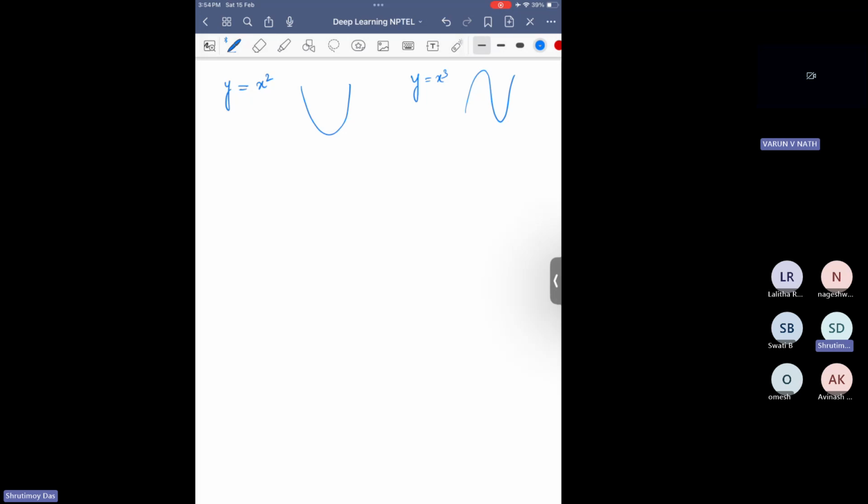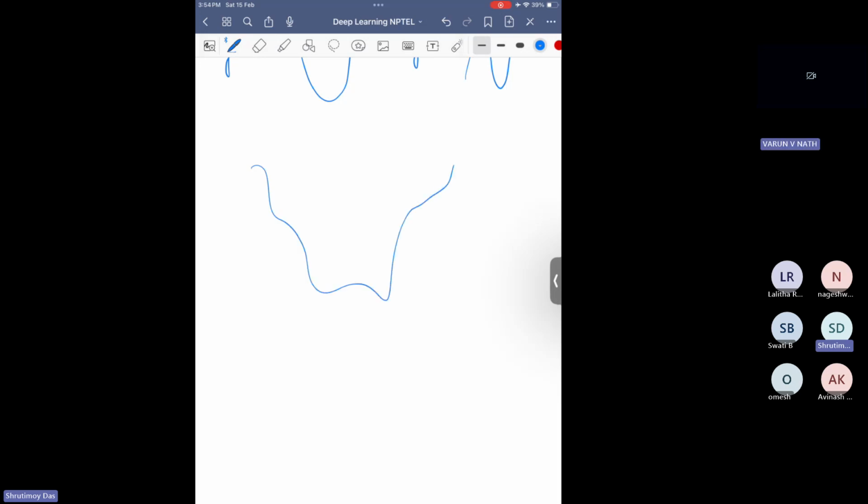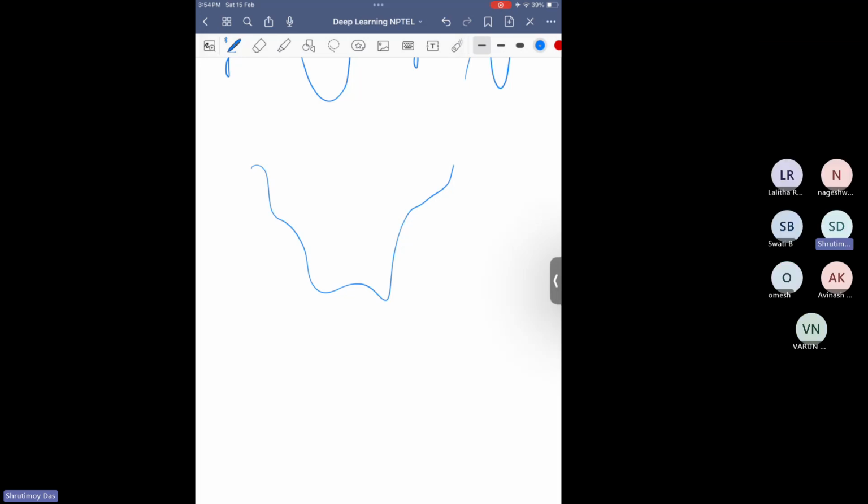But now let us take the reverse direction. Let us say I give you a function something like this. Now we don't know what this function is. We want to find out what this function is, but we have no clear formula for it, or any clear way to express this function.